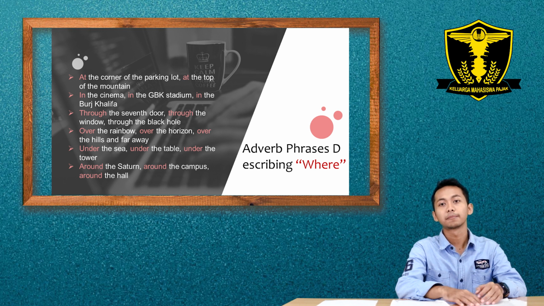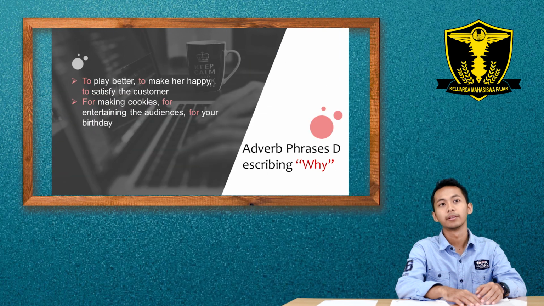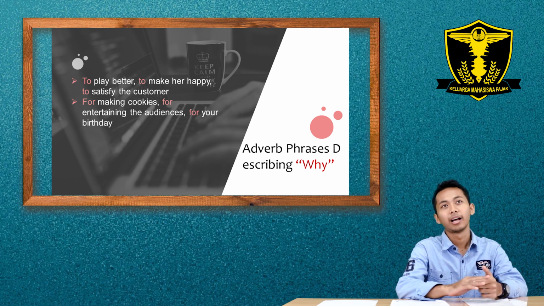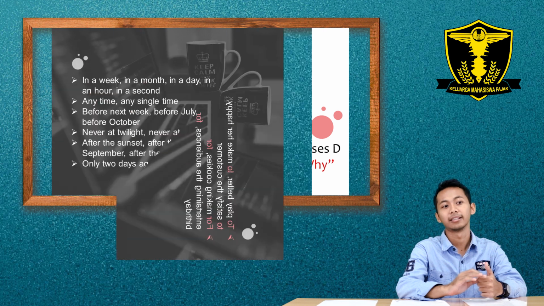Next one is the adverb phrase to describe why: to play better, to make her happy, to satisfy the customer, for making cookies, for entertaining the audience, for your birthday. I will give you an example: why do you play football so hard? I play football so hard to play better, like that.